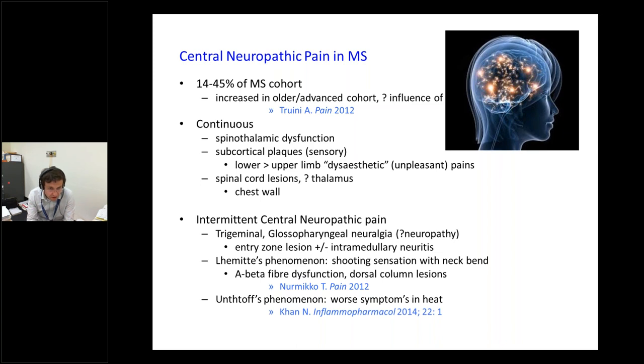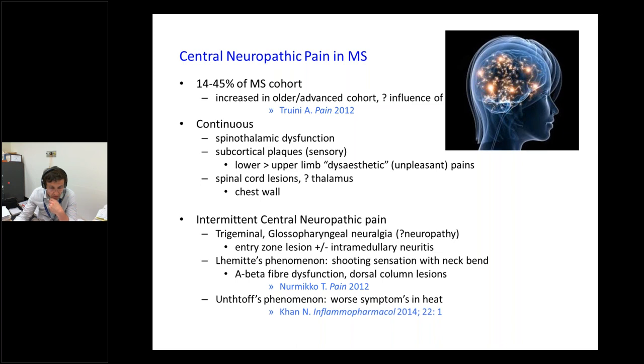Then there's the intermittent group, and this relates to trigeminal and glossopharyngeal neuralgia, Lhermitte's phenomenon and Uhthoff's phenomenon, which is where there's pain variability based on heat or pain variability based on movement. And likely the mechanism here is different to the continuous neuropathic pain. So the intermittent neuropathic pains might be neuronal activity and spontaneous activity. So they may respond better to things like sodium channel blocking drugs, versus the continuous group probably respond better to a centrally acting tricyclic or gabapentinoid.